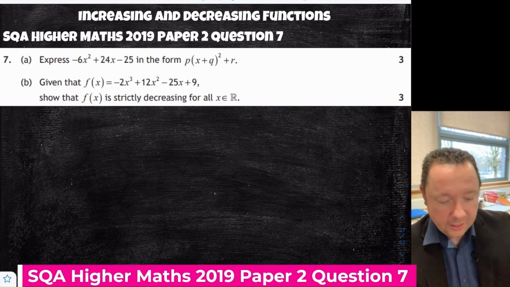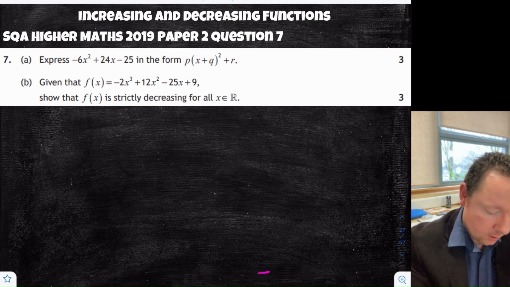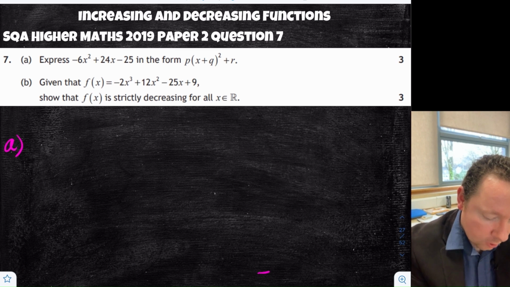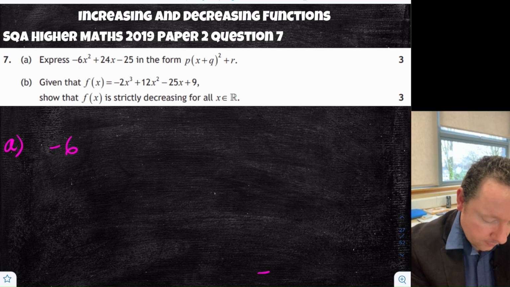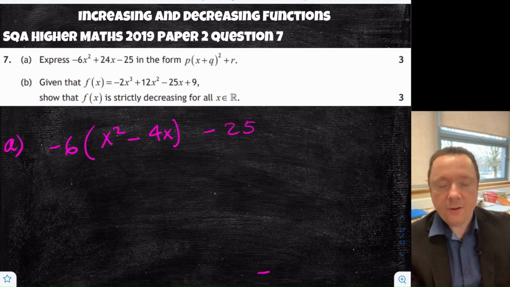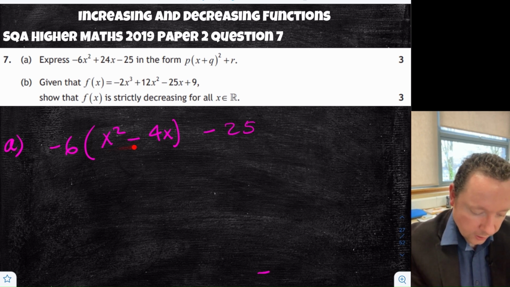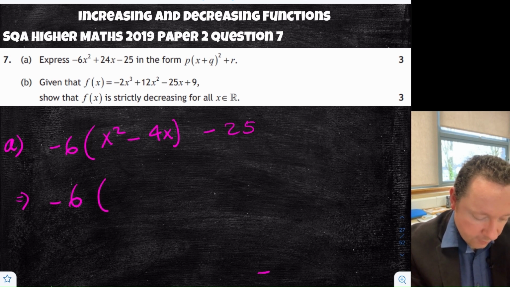Increasing and decreasing functions, SQA Higher Maths 2019, Paper 2, Question 7. Express this in the form p(x plus q) squared plus r. Now let's complete the square. So for part A, if we look at these two, we can take minus 6 out as a common factor. So we get minus 6, and we get x squared minus 4x. 6 times 4 is plus 24. Take away 25, sitting on the end, and then we just complete the square the normal way on this term. So that gives you minus 6, half the middle term, x minus 2, all squared, and then immediately take away 2 squared, and we've still got minus 25 on the end.